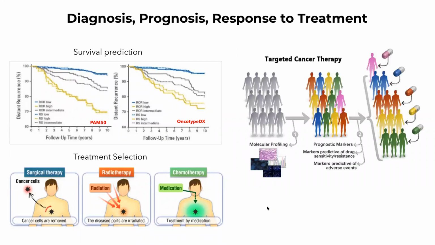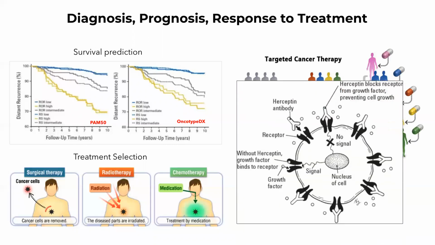However, since the 1990s, a new type of treatment started emerging in clinical use, and this is called targeted cell therapy or targeted cancer therapy. There's different types of treatments that have been brought about because of this. One of these is Herceptin. This is a monoclonal antibody that blocks HER2 receptors, which blocks it from receiving the growth factor and therefore prevents cell growth.